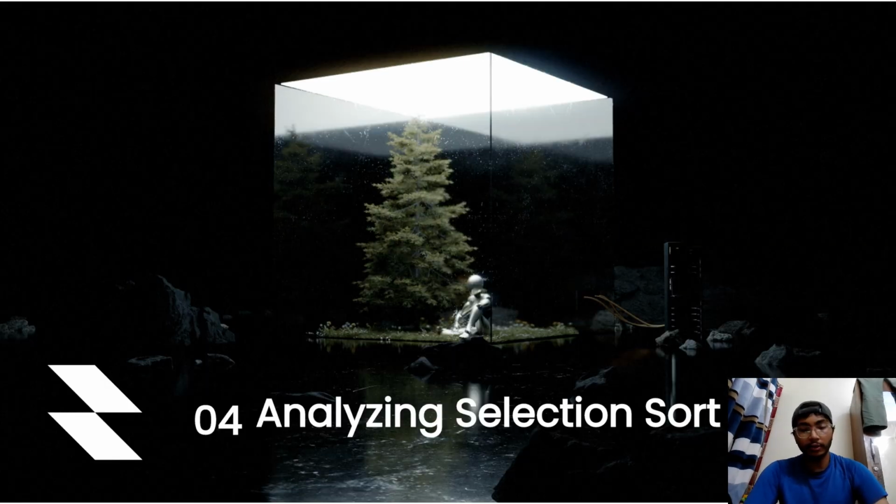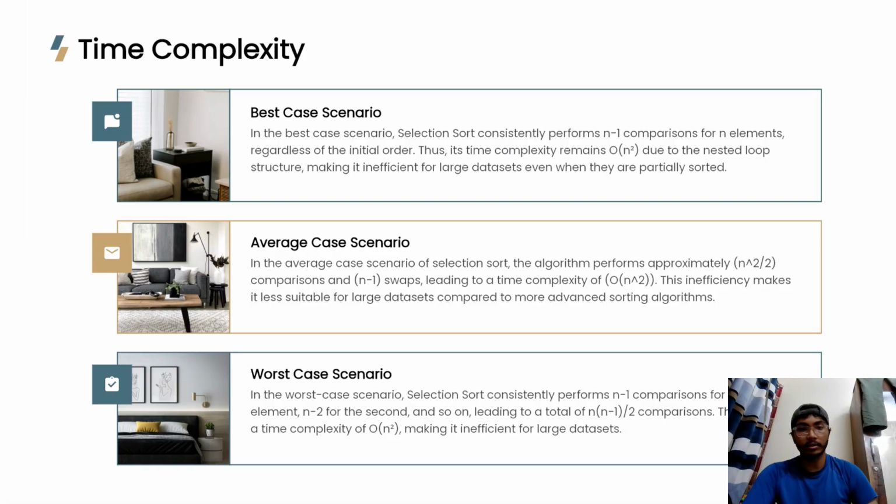Now let's move on to the fourth topic, analyzing selection sort. Time complexity. Best case scenario. In the best case scenario, selection sort consistently performs n-1 comparisons for n elements, regardless of the initial order. Thus, its time complexity remains big O n to the power 2 due to the nested loop structure, making it inefficient for large datasets even when they are partially sorted.